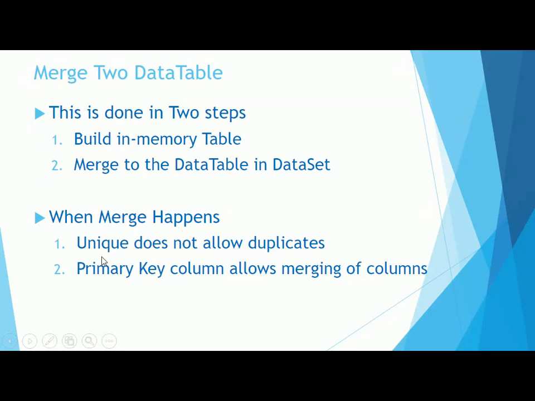So what happens when merge happens? Unique does not allow duplicates. That means if the source table has duplicates, it will not allow. But when the data table in the destination has a primary key, then if the source contains the same or duplicate value for the primary key column, then based on the duplicate primary key column, it merges the source with the destination. Yeah, you will understand that when we are implementing and experimenting with it.